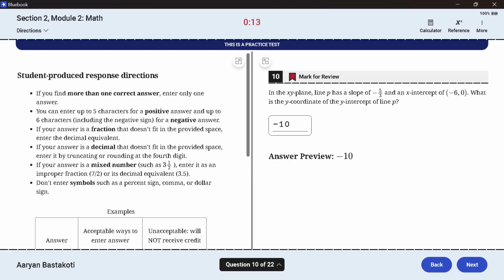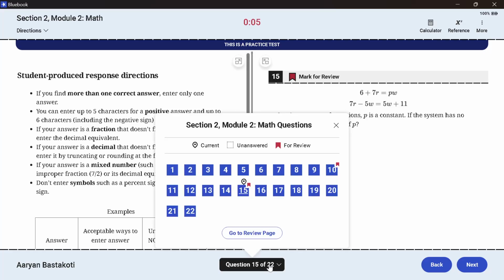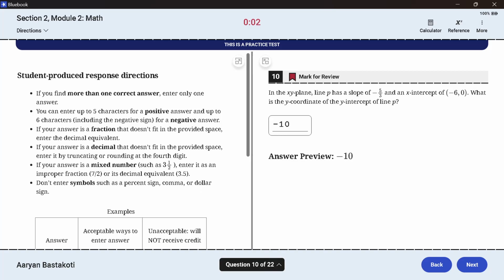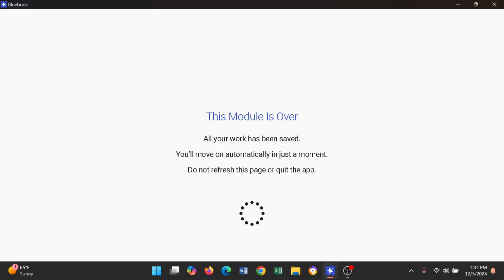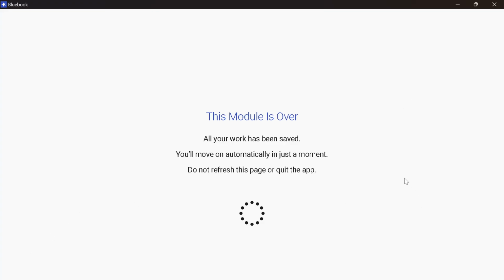Why have I marked this? 5 minus 5 over 3 x-intercept. I think this is the right answer, but still, this is also 10 and this is also 10. Okay, it seems the module is over.